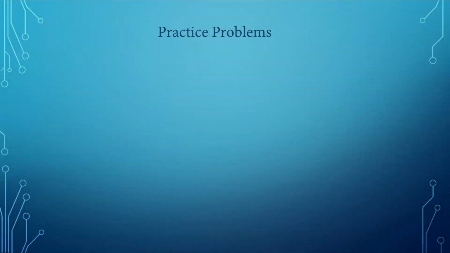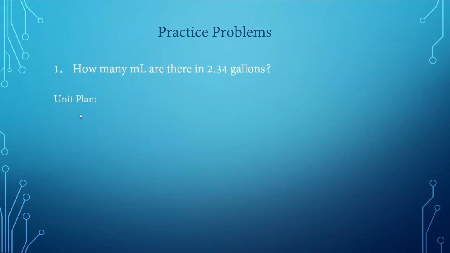Let's go ahead and work through a few practice problems now. So first, let's figure out how many milliliters would be equal to 2.34 gallons. We'll begin, as always, with our unit plan. And since gallons is our known amount, that will have to be our starting point. And we're trying to find milliliters, so that will be our target.